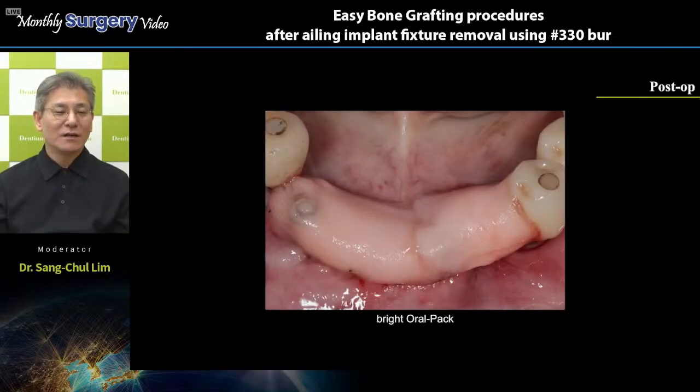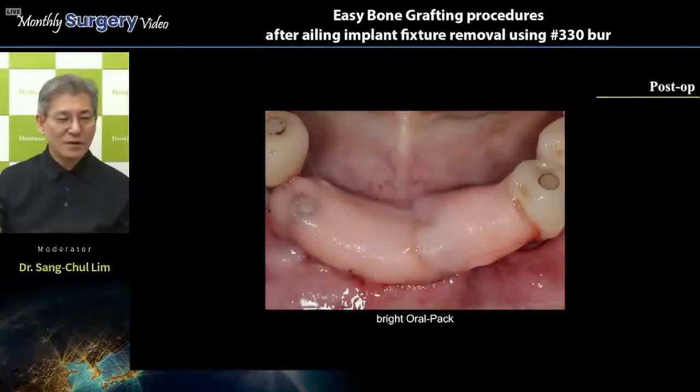Thank you for waiting. Now let's move to the post-op view. The Bright Oral Pack was applied after suture. This Bright Oral Pack is a self-resorbed material, so it is very easy and useful.